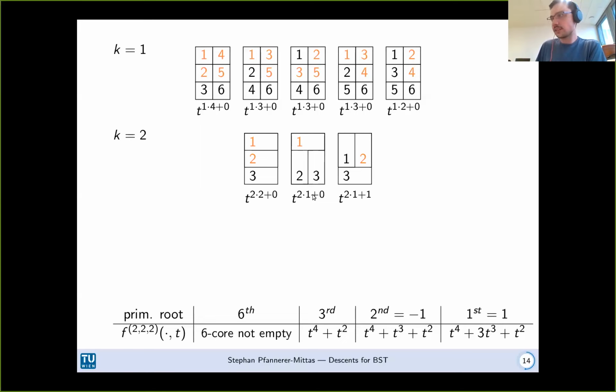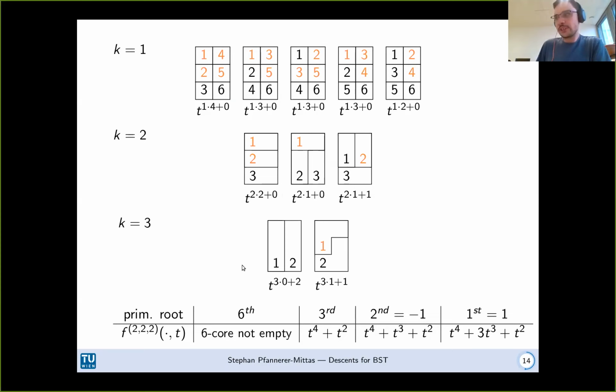So here we have the statistic value 2, that's the strip length, times one descent, plus 0. And looking at this one here, this also has one descent, which is 2, but this time the height of the strip containing 1 is 1. So here we have 2 times 1 plus 1. And if we look at the polynomial that we get here, this is precisely t squared plus t cubed plus t to the power 4. So the sum of these here.